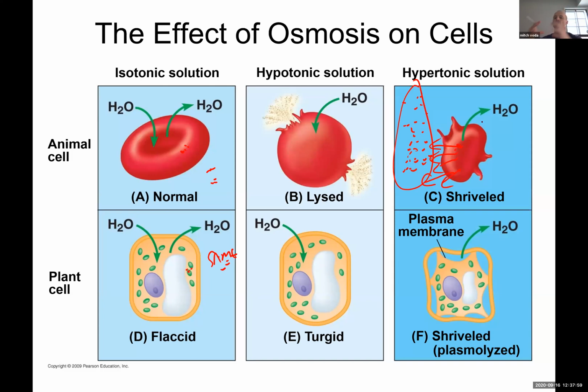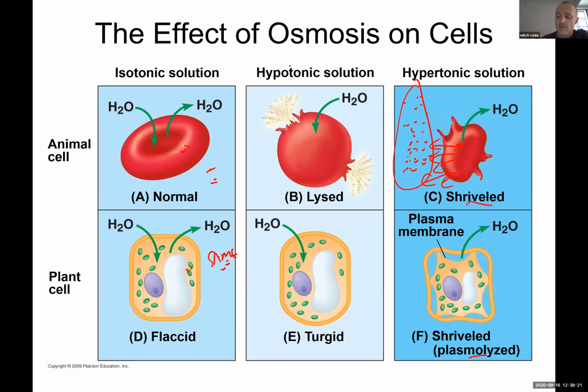Once the cells start losing their shape and shriveling up, or in plants, it's called plasmolysis, what's going to happen? That's when they start sending the message to the brain: hey, this person needs water, because the cells are becoming shriveled and I don't want that shape.